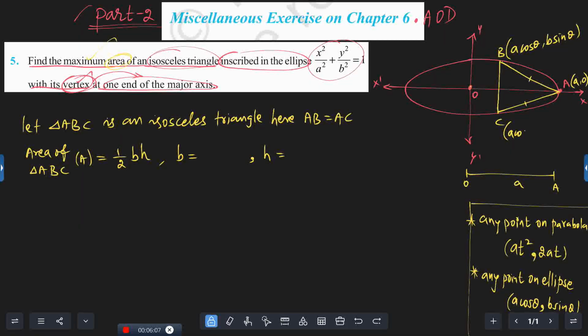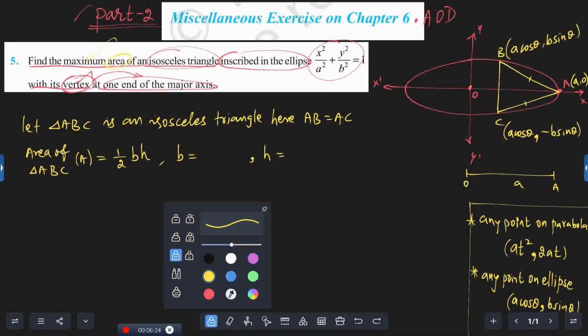A cos theta, comma, minus B sin theta. This is the fourth quadrant. X is positive, Y is negative. That is what I mentioned; I gave the minus here. That's it. Other than that, the remaining is all the same.